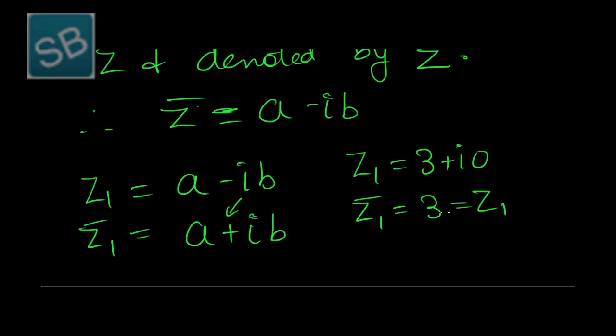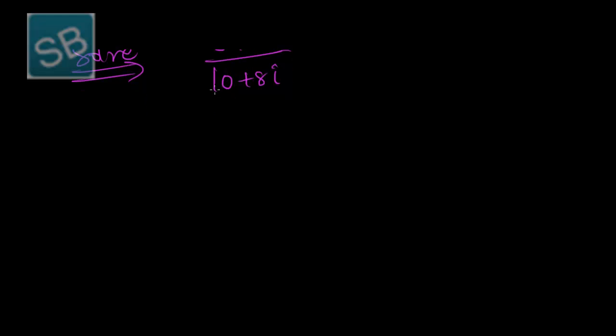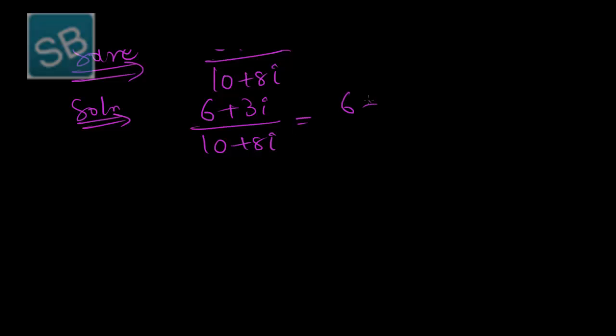One method is to find the product of Z2 inverse and Z1. Then we will find the quotient of two complex numbers. But there is another way to solve the quotient of two complex numbers, and we will discuss it in the example. The example is: solve 6 plus 3 iota over 10 plus 8 iota. So it can be done as follows. The solution is: we have 6 plus 3 iota over 10 plus 8 iota. That is another method.